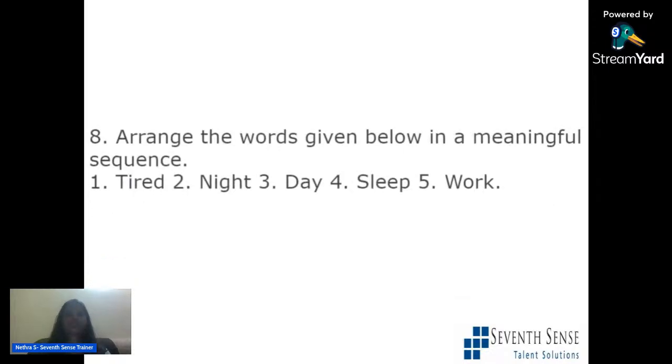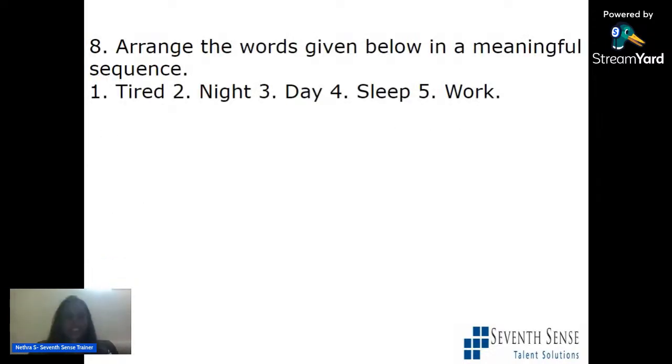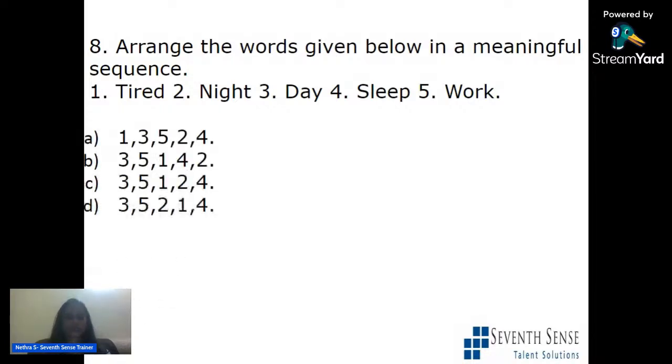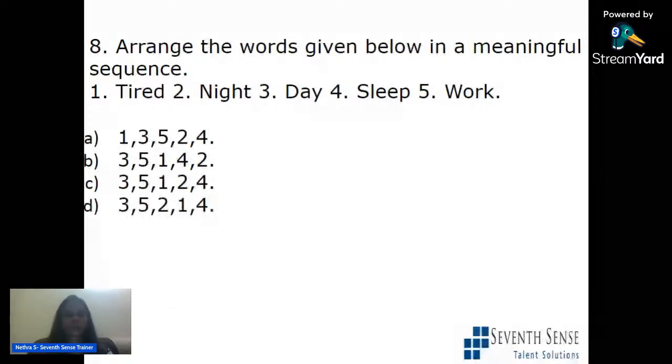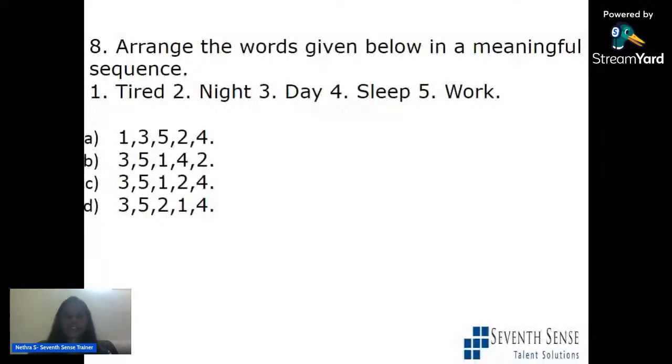So next question. Arrange the words given below in meaningful sequence. First word tired, second one night, third one day, fourth one sleep, fifth one work. And here are your options. So check the question properly, then try to answer it.